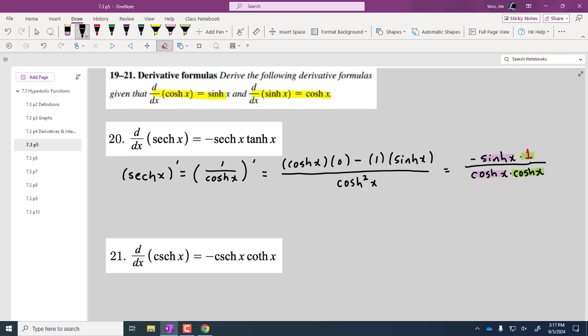So now we can cut to the chase. We're going to have a minus out in front. And we'll write it in the same order they have here. So we'll have a minus sech times tanh. Minus sech tanh.